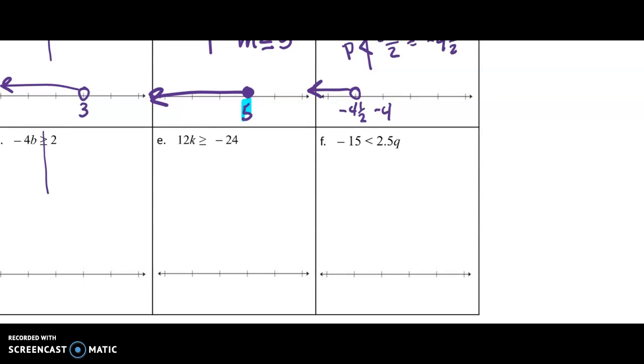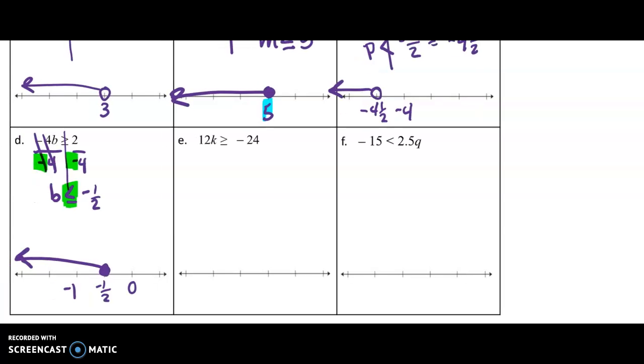Draw your line. We have negative 4 times b, so we need to divide by negative 4 on both sides. These cancel. I have b. I divided by a negative on both sides, so my inequality is going to flip. And then 2 divided by negative 4, this is negative 1/2. So I have a closed circle going to the left. And it's not always going to go to the left, it's just how these examples happen to work out.